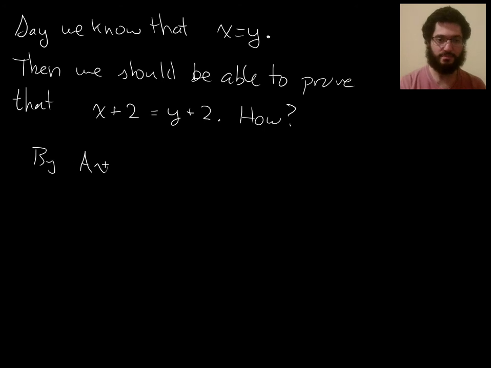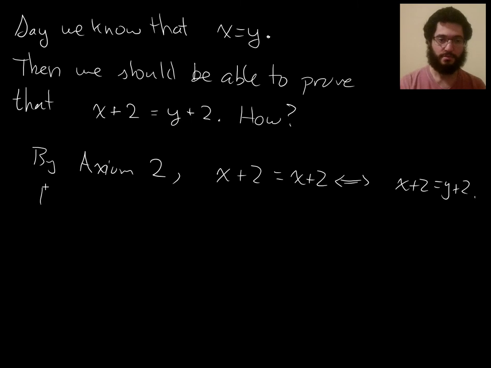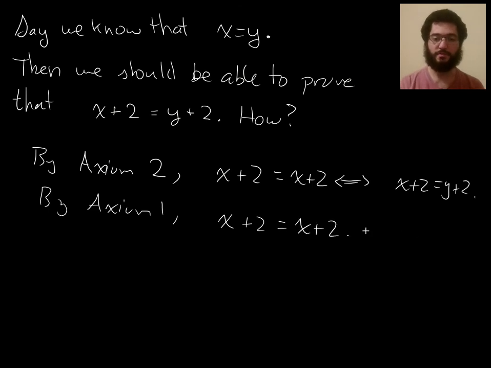By axiom 2, x plus 2 equals x plus 2 if and only if x plus 2 equals y plus 2. By axiom 1, x plus 2 does equal x plus 2, right? Axiom 1 says that things equal themselves, and this is a thing, and so it equals itself. Thus, since I have the left side of this equivalence, x plus 2 equals y plus 2.